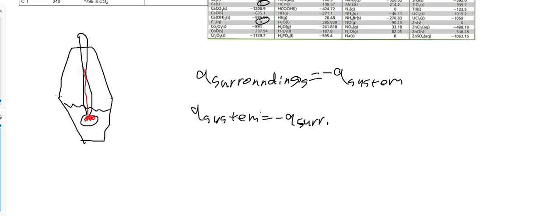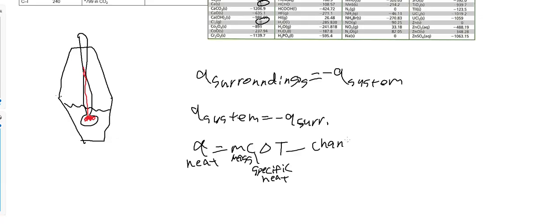So, the actual quantitative way to measure this is to say Q equals mc delta T, where Q is heat, m is mass, C is specific heat, usually given in the question, and delta T is change in temperature. So, let's do a little practice problem, shall we?